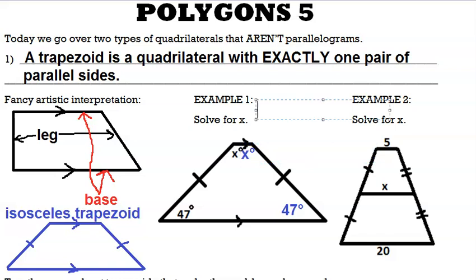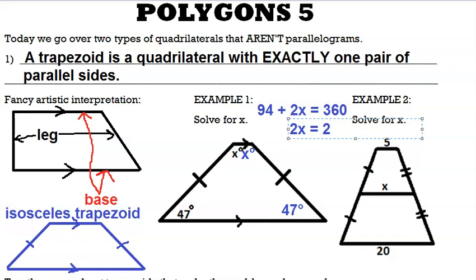So if we wanted to set up an equation for this really quick, you could say 94, so 47 plus 47, plus 2x equals 360. Every single quadrilateral in the universe has interior angles that add up to 360. All right, so if we take away 94 from both sides, you're going to get 2x equals 266, which means x would be 133.